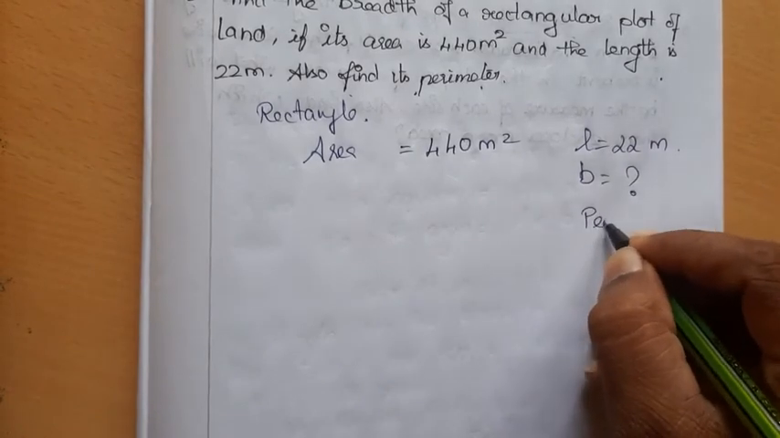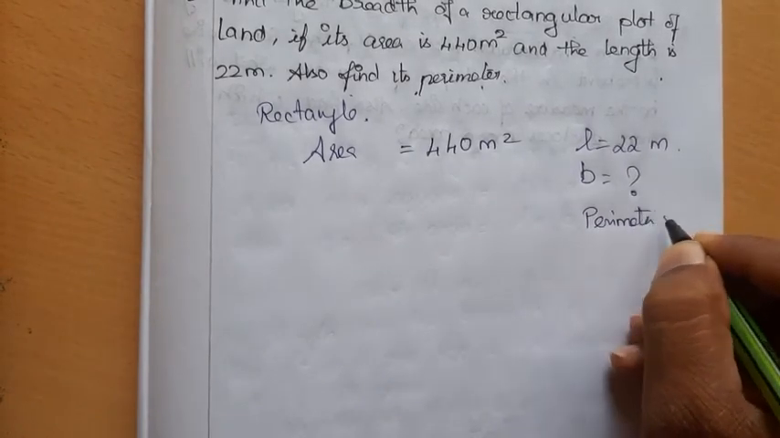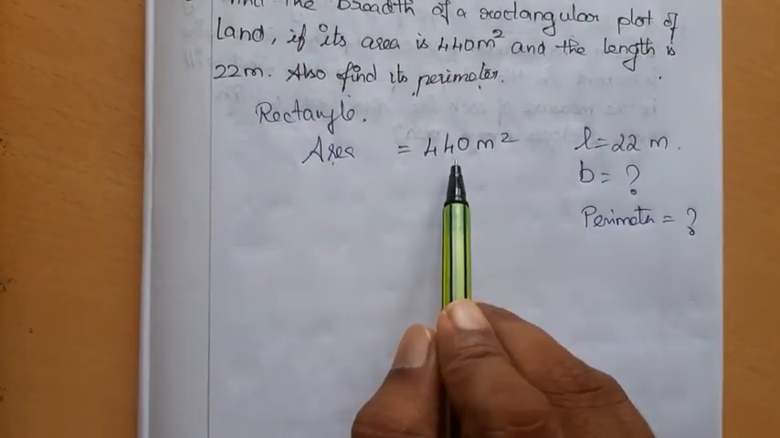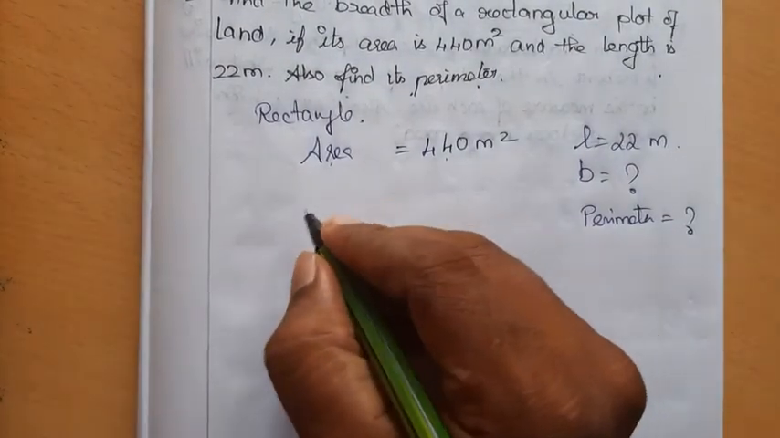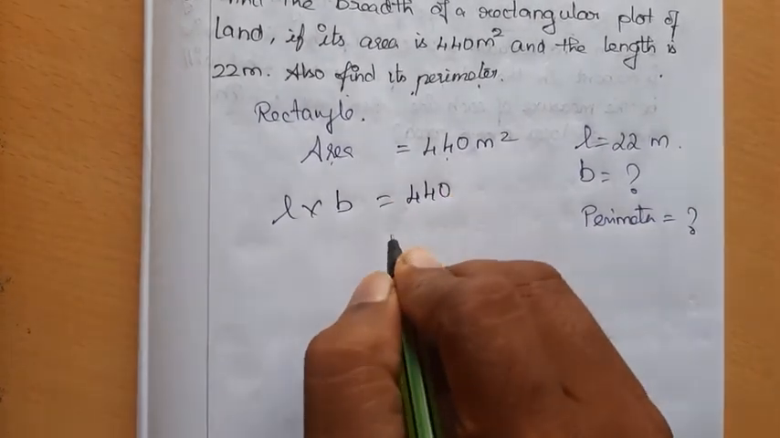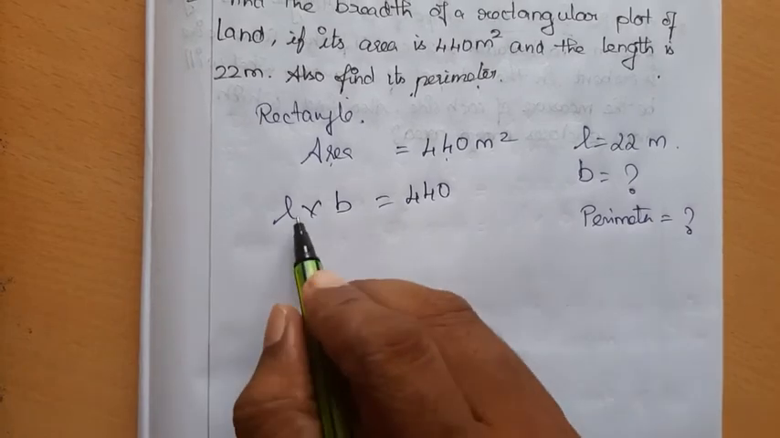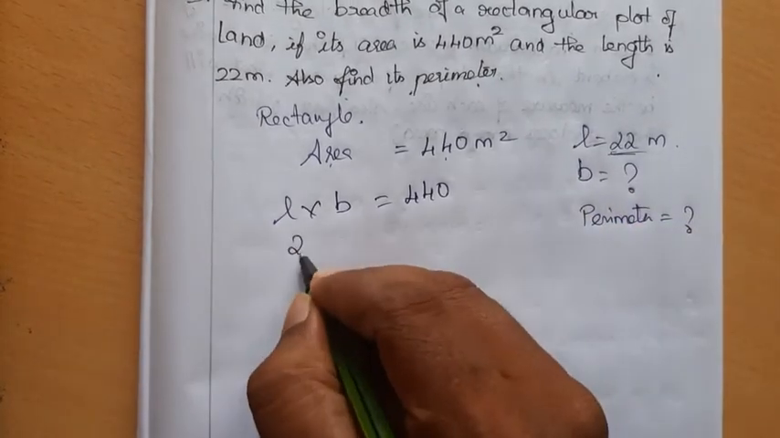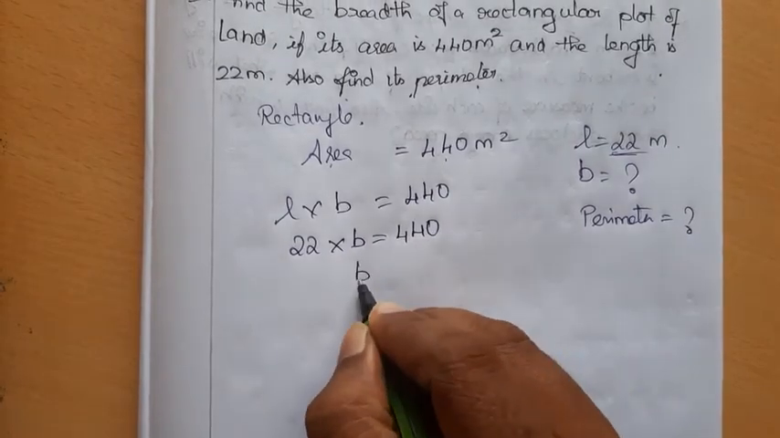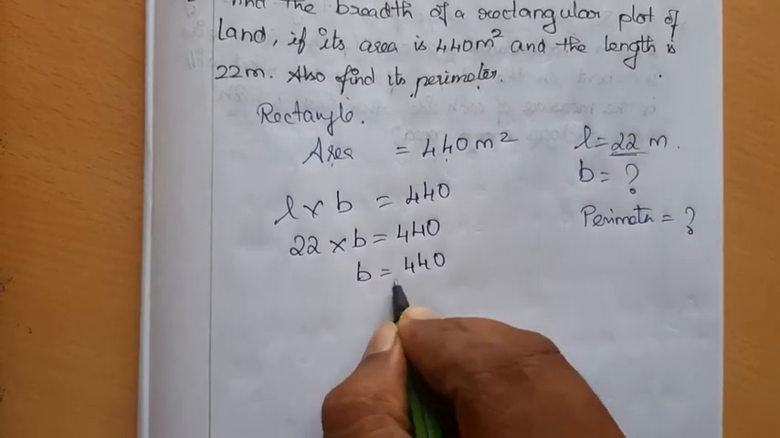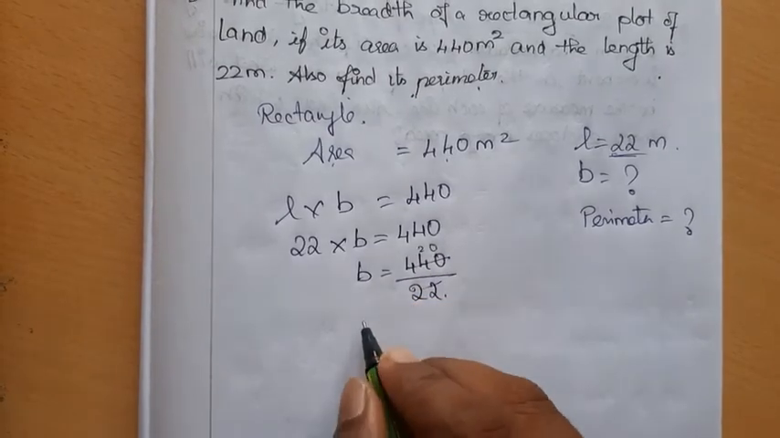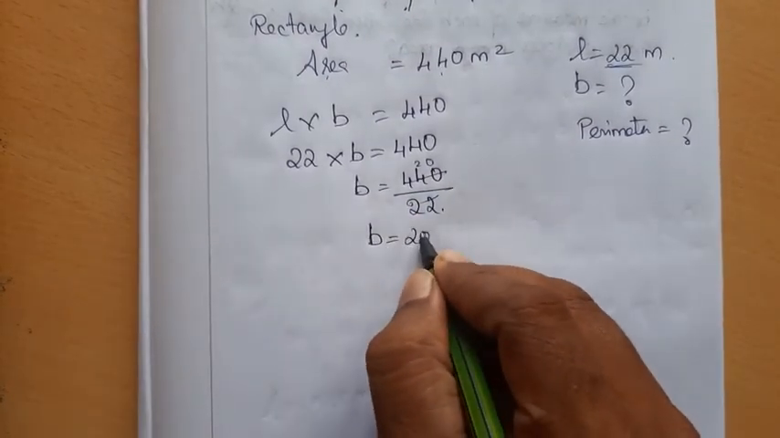And also the perimeter. Remember the shape is a rectangle. So the area is given, 440. Area is what? Length into breadth is equal to 440, right? So we know the length is 22 meter. So 22 into breadth is equal to 440, and the breadth is equal to 440 divided by 22. So it comes to 20. So breadth is equal to 20 meter.